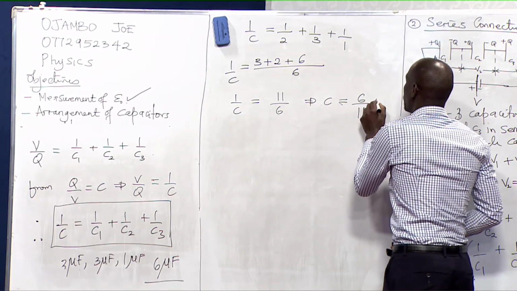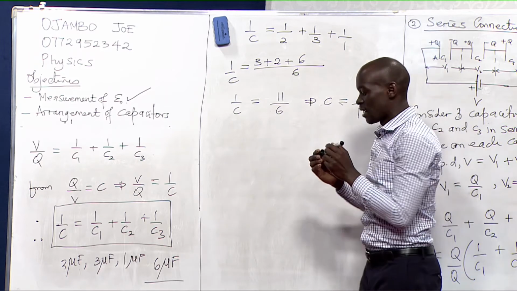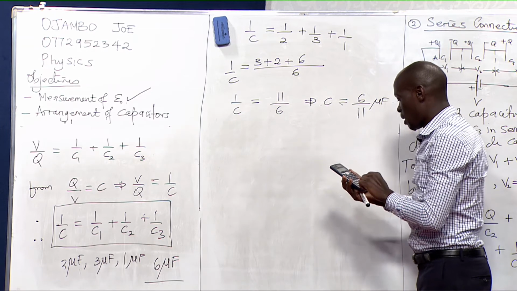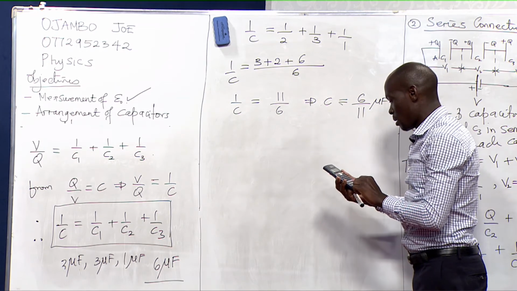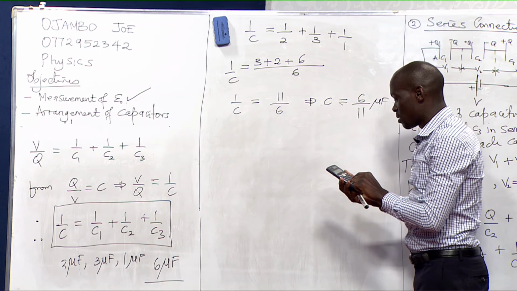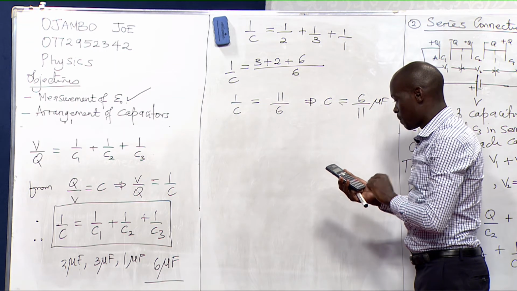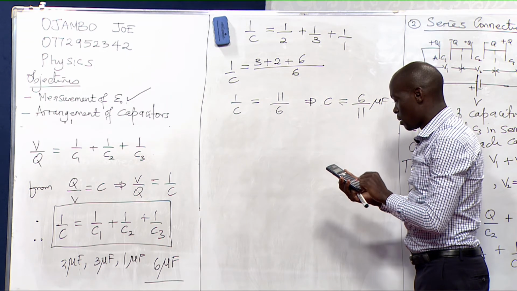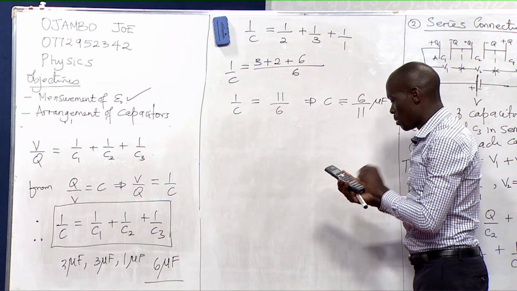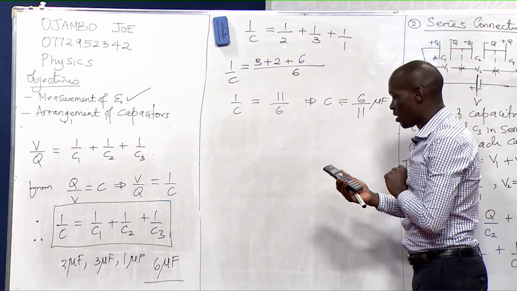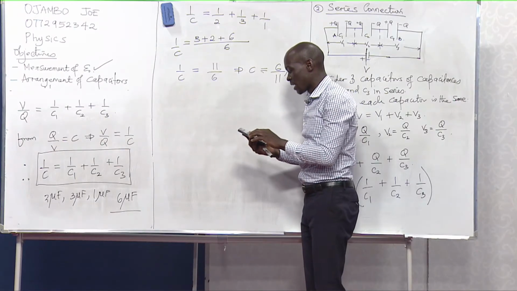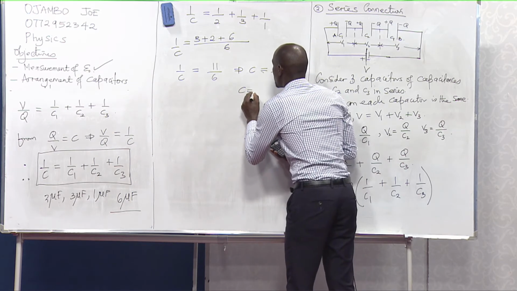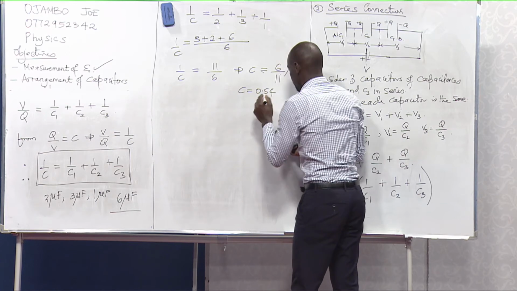6 over 11 microfarads. Remember, this is physics. We can change this to decimal. Allow me to do that very quickly. In decimal, it is going to be 0.5454, something like that. Yeah, it is 0.54. So our total capacitance is 0.545.